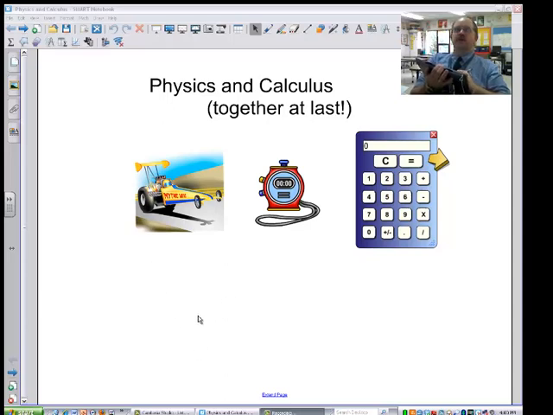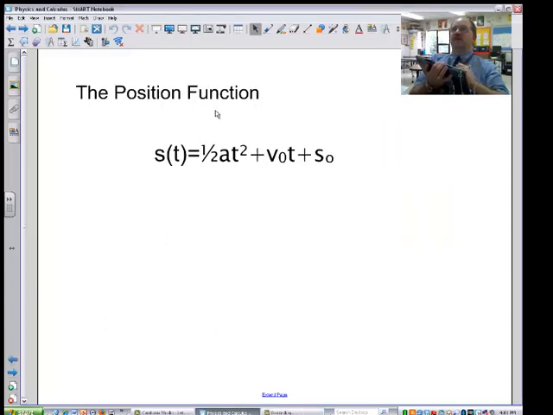So the topic, as you can see, is physics and calculus together at last. We're going to talk about how physics and calculus interplay with each other. How physics depends on calculus, not the other way around. But they were sort of invented for each other, and we're going to talk about all the connections that we can possibly make. We're going to start out with the position function.